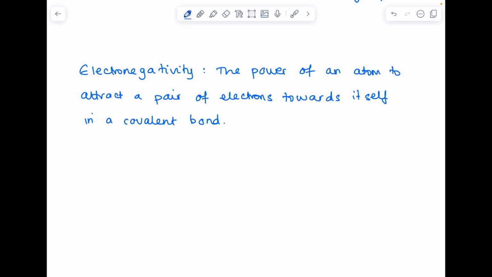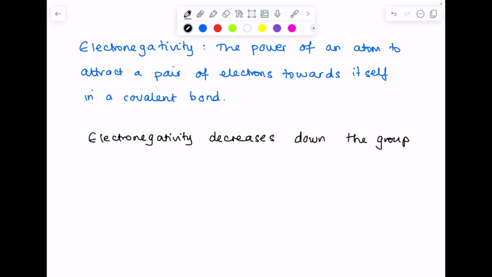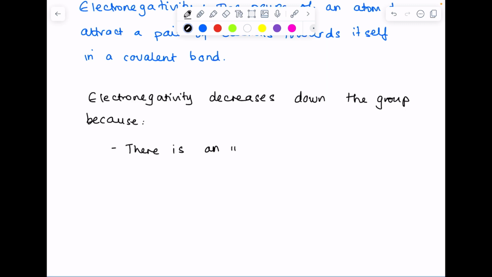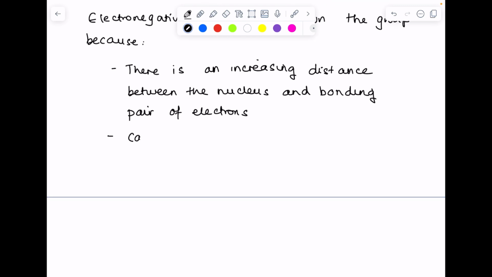So ideally speaking, you want a small atom, don't you? So that attraction force is stronger. So to really spell that out, electronegativity decreases down the group because there is an increasing distance between the nucleus and bonding pair of electrons, and that's due to increased shielding.